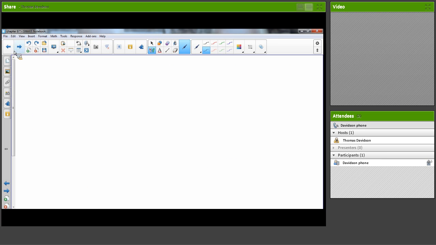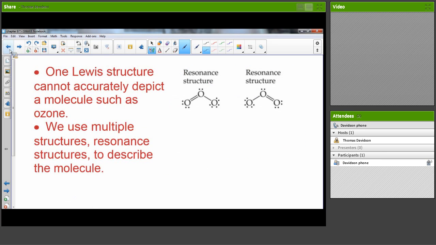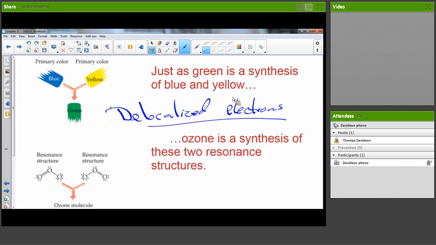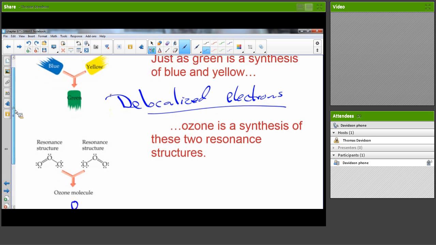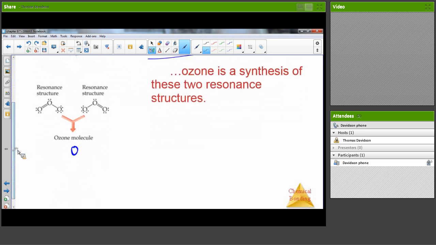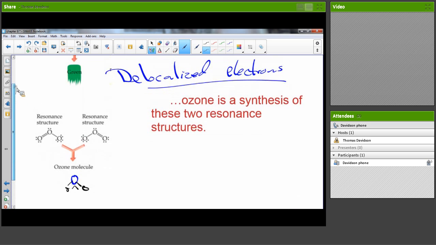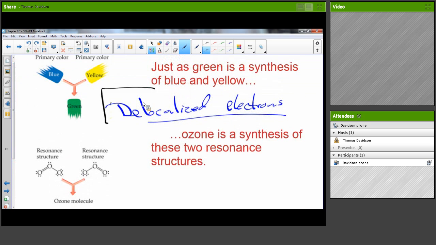All right, here we go. So one Lewis structure cannot accurately depict a molecule such as ozone. We use multiple. Just as green is a synthesis of blue and yellow, ozone is a synthesis of both of these, where you end up with this little line. Okay? Now, this is such a minute, not important thing, but you do need to know what a delocalized electron is, which is on the next slide.